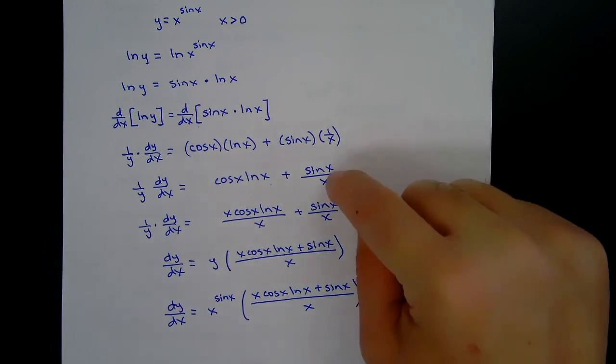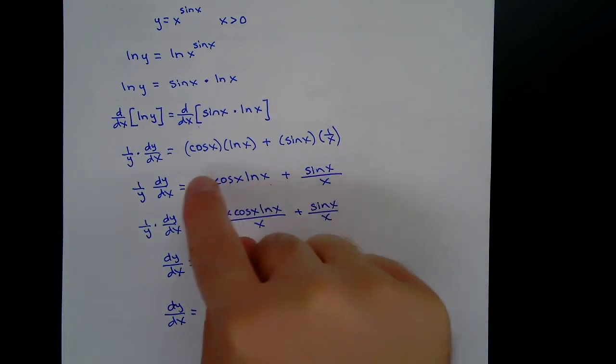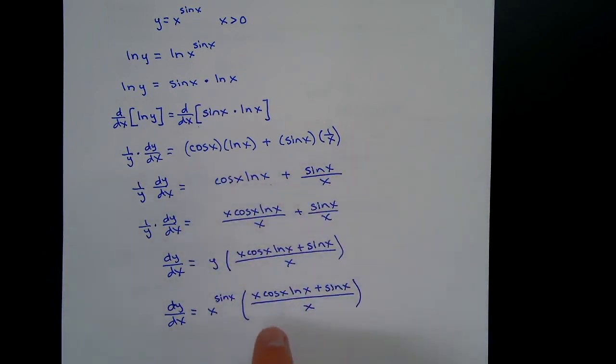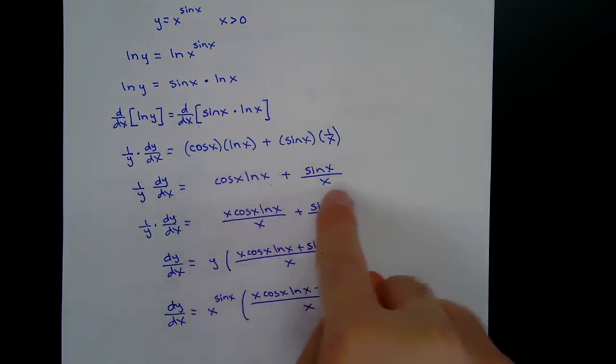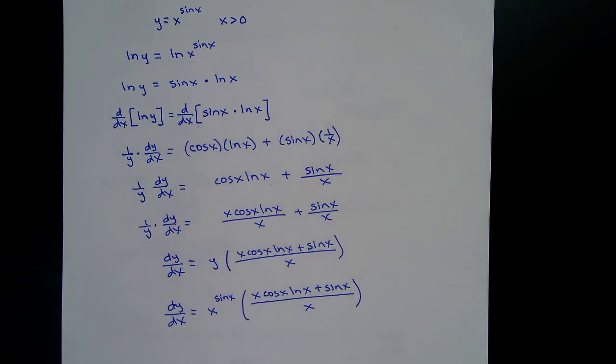If you didn't get a common denominator here, you would just multiply this whole thing, and instead of having this on the inside, it would just be this. And that wouldn't be wrong, okay? All right, that's it, guys. That's logarithmic differentiation, and that's the last lesson of this unit. We are done with derivatives.